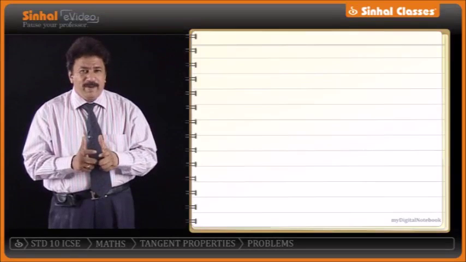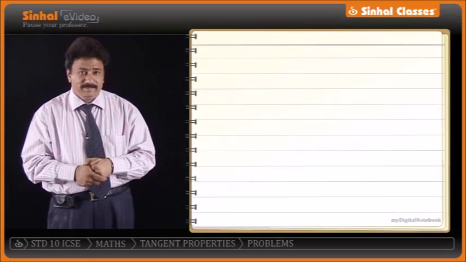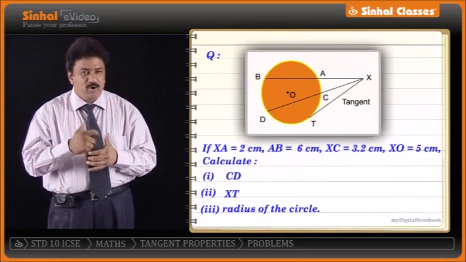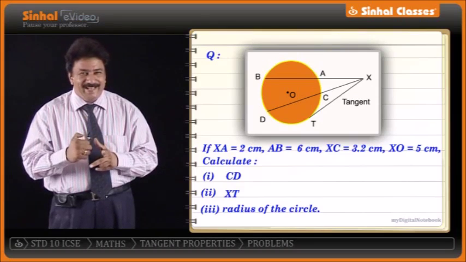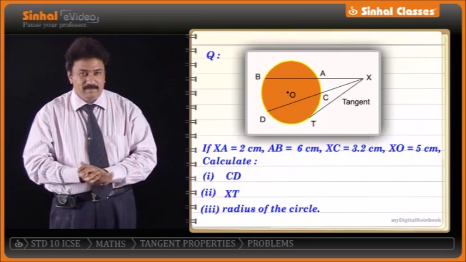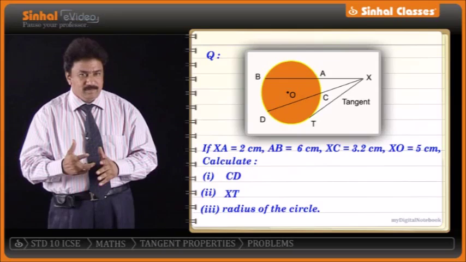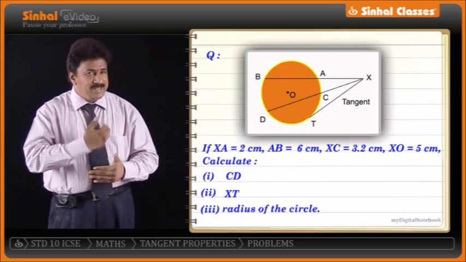The next problem is a very calculative sum. It's full of calculation. I would like to remind you of one property of circles, the chord property. Whenever two chords intersect in the exterior of the circle, what do I get? The products of the lengths are equal.